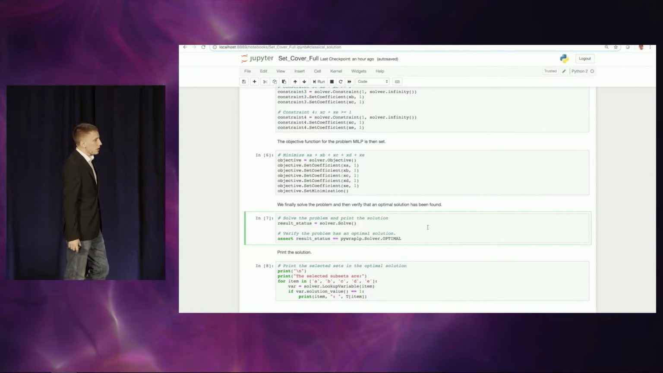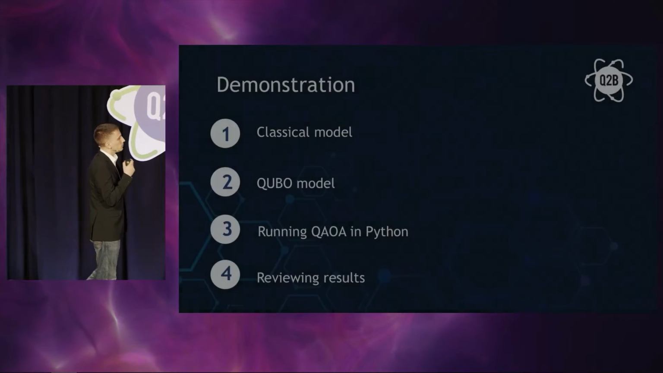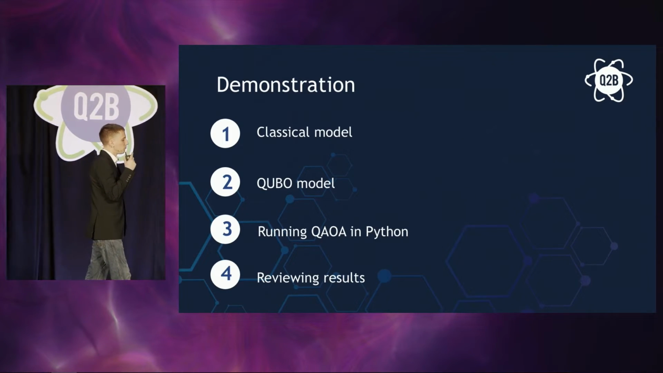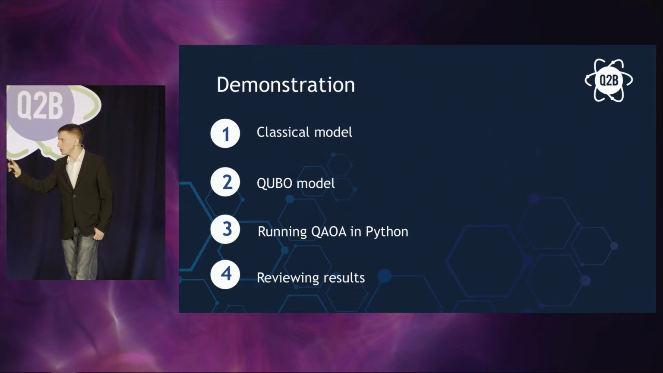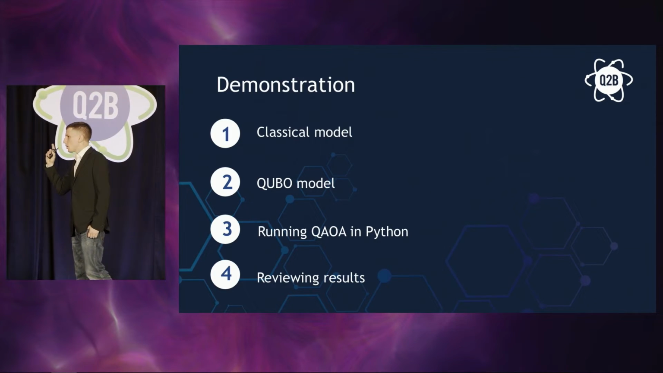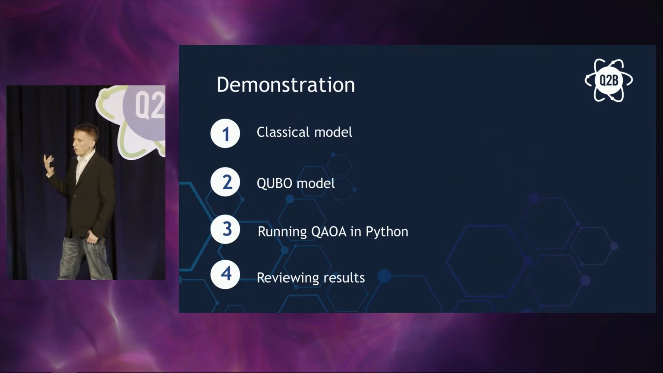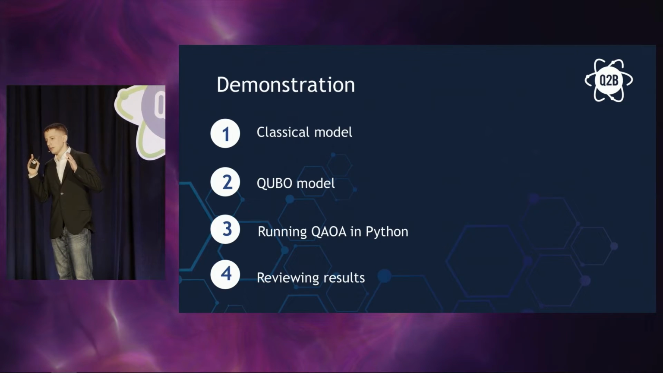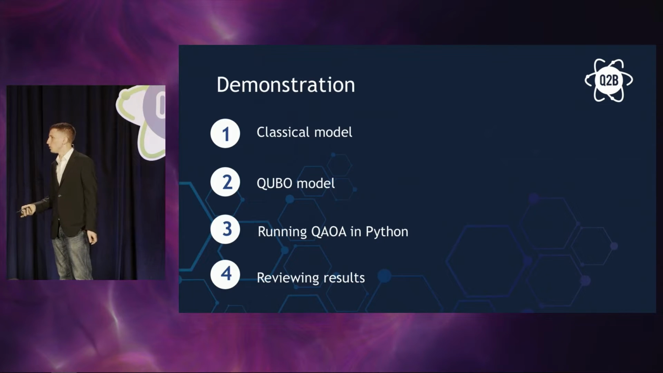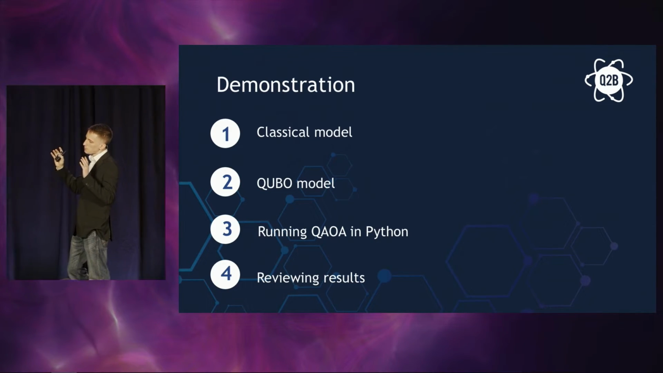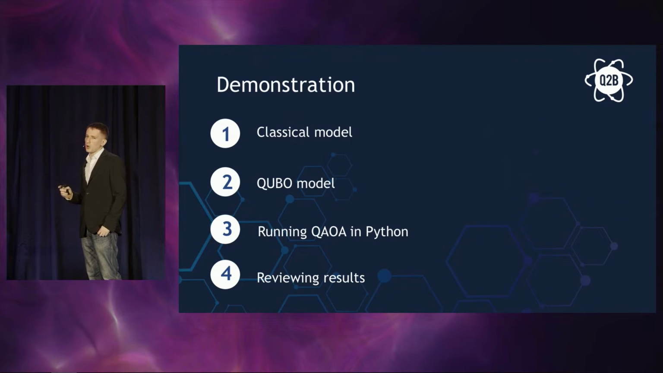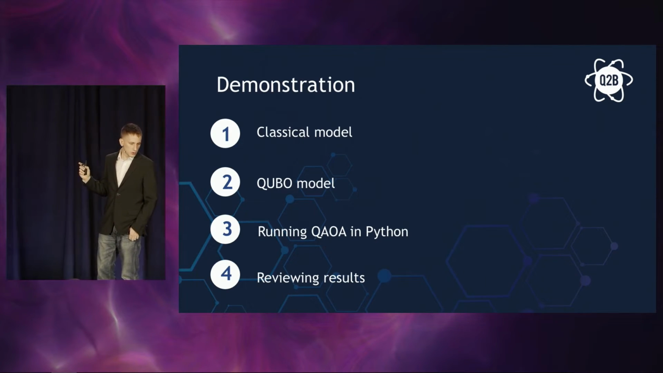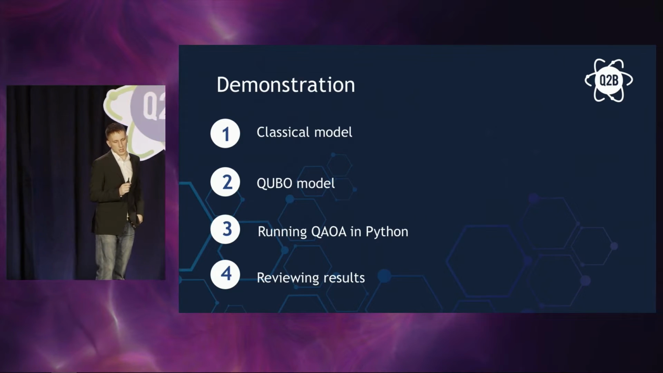But the question now is, what happens if we want to solve it using quantum? The first thing that we have to do is take our problem and transform it to a QUBO model. What I was saying before, QAOA only solves problems that are quadratic, unconstrained, and with binary variables. So we have to transform the set cover problem to that formulation. And that's what we will show in the next video that should be playing now.